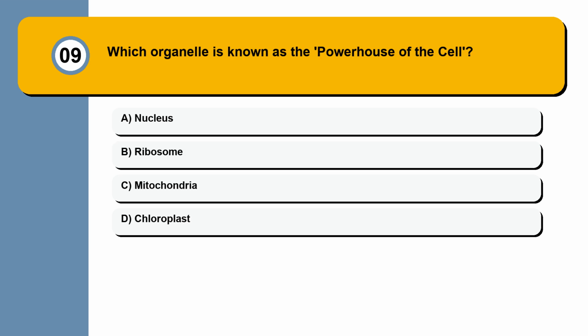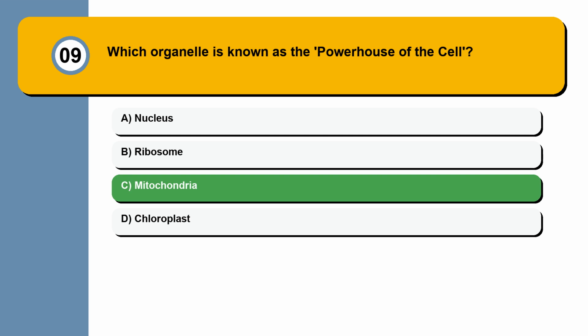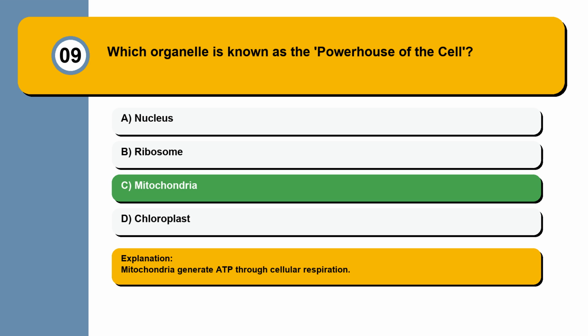Question 9. Which organelle is known as the powerhouse of the cell? Nucleus, ribosome, mitochondria, chloroplast. Mitochondria generate ATP through cellular respiration.